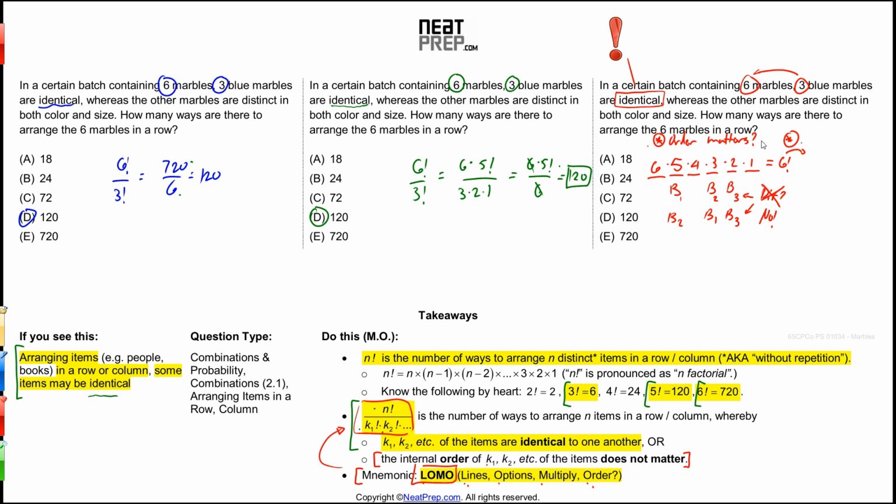Since the order does not matter, we need to divide our result by the number of internal arrangements for the 3 items. As you can see, this is 3 factorial, which is 6. 6 factorial divided by 3 factorial is 720 divided by 6, which is 120. Please review this video before taking the test.